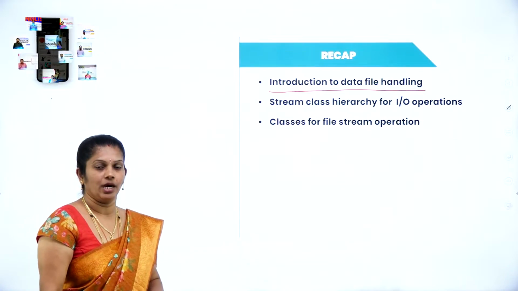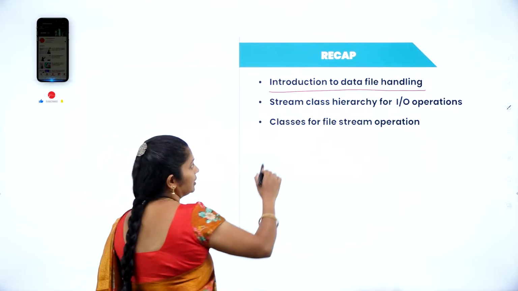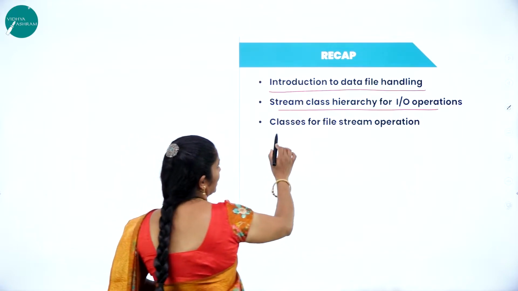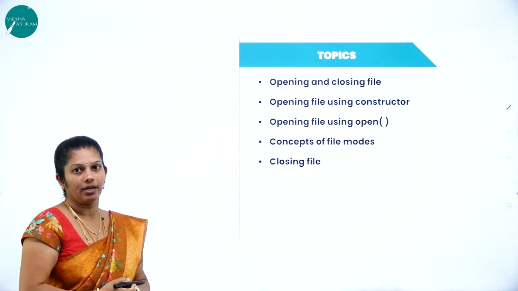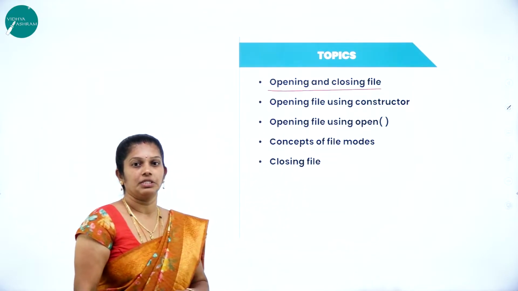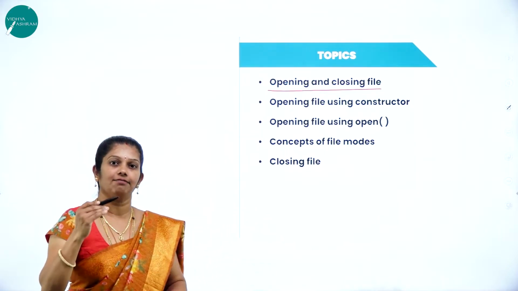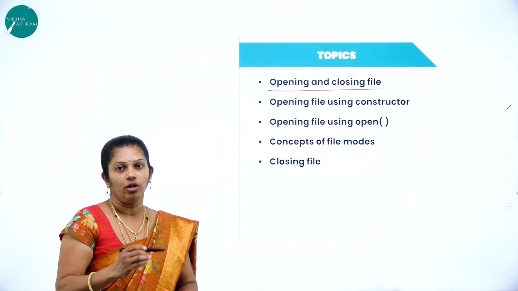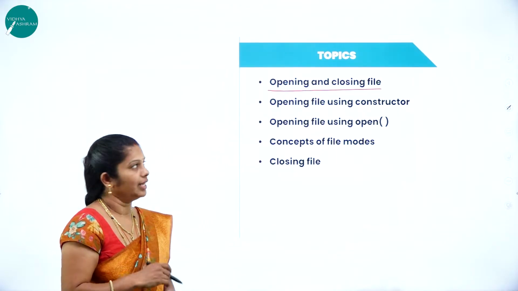In the previous class, you studied the introduction to data file handling. That is, what you mean by data, what you mean by information, how data file handling can be performed, then the stream class hierarchy for input-output operations, and with that the classes for file stream operations. Whereas in today's class, you will come to know how to open and close a file, especially in data file handling. If I want to perform any operation, first the file has to be opened. How exactly the opening can be performed? After doing all the operations, the file has to be closed. How exactly it can be performed, that you will come to know.